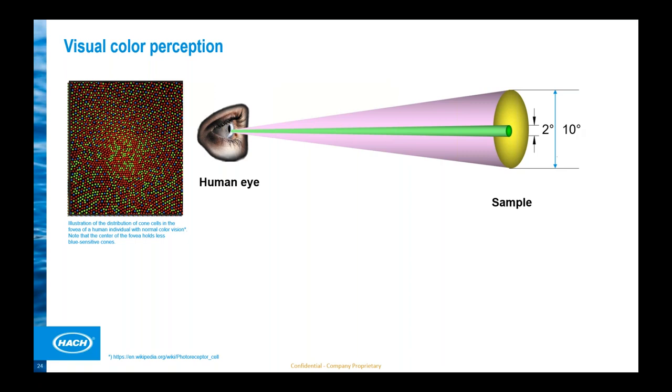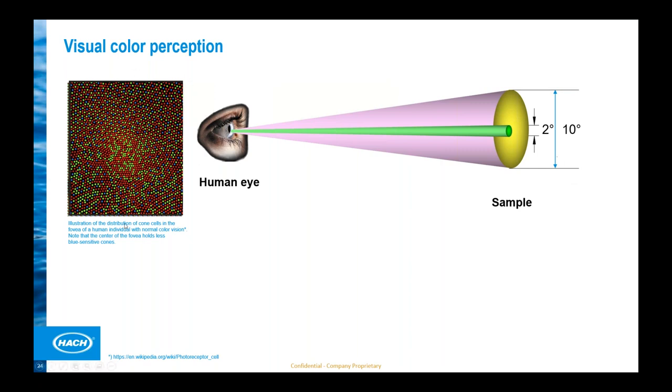One is a 2-degree observer. The 2-degree observer observes a coin at maybe 50 centimeter distance from the human eye, which is then only visible on the yellow spot of the human eye. This was defined in 1931. Later on in the 70s, there was the second definition of a 10-degree standard observer. The 10-degree standard observer observes a sample size of about a postcard or so.